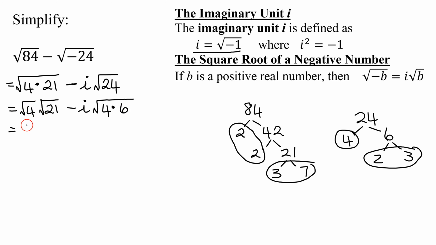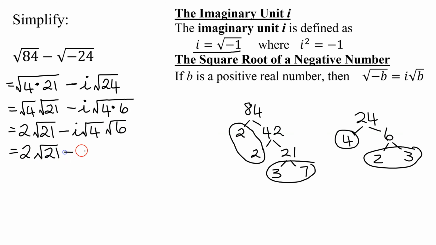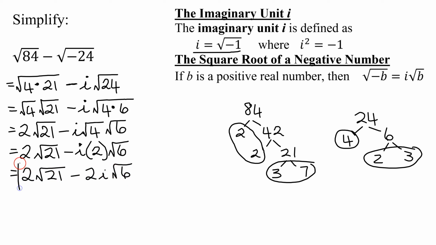So first term, what's the square root of 4? 2. The square root of 21 won't simplify, so I get 2 times the square root of 21 minus i times, using the product property of radicals, this becomes the square root of 4 times the square root of 6. First term is totally simplified, leave it alone. Minus i, the square root of 4 is 2. And the square root of 6 doesn't simplify. So I'm going to get 2 times the square root of 21 minus 2i, the square root of 6. Unlike terms can't combine, that is my answer.